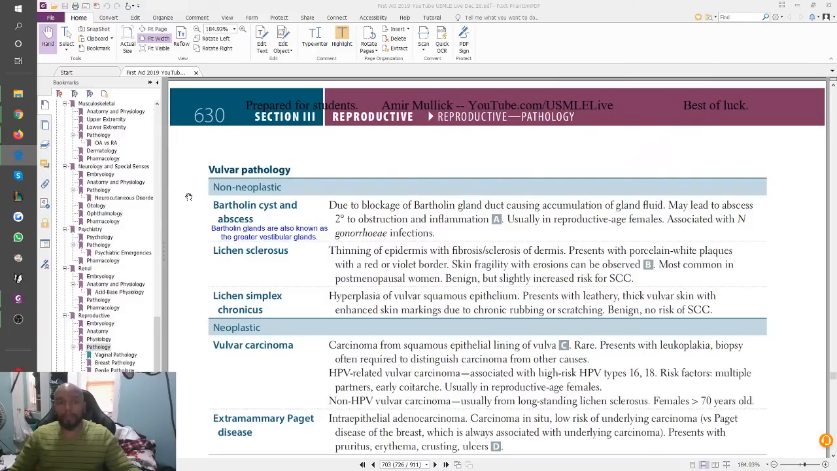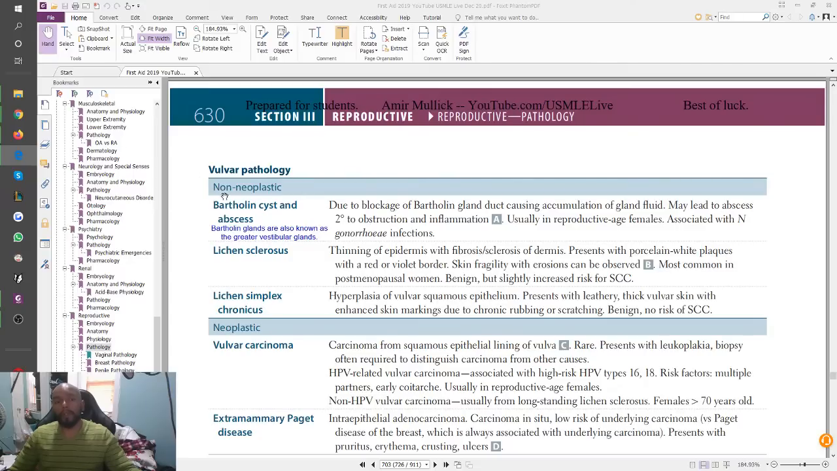There's the Bartholin cyst and abscess, right? Due to blockage of the Bartholin gland duct causing accumulation of gland fluid, it may lead to abscess secondary to obstruction and inflammation, usually in reproductive age females, associated with Neisseria gonorrhea infections, right? Bartholin glands are also known as the greater vestibular glands, which always sucks when something has 2 names. That's just dumb. That's not the point of a name.